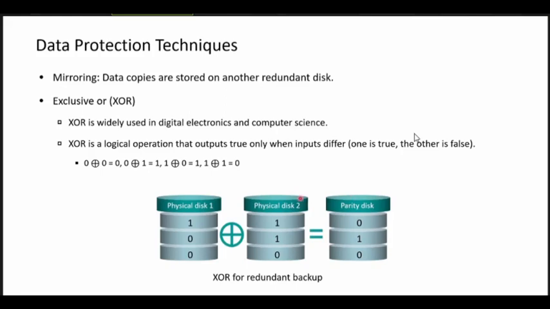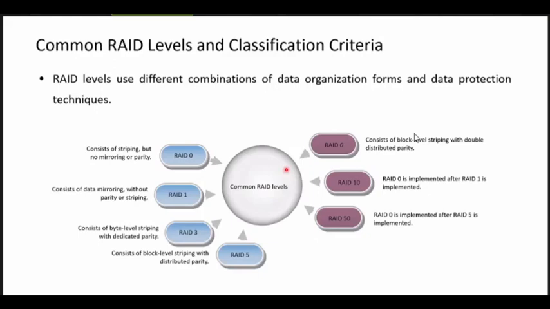This is how we calculate protection on the disk itself. Any questions? Cool. Right. So there are different RAID levels for different combinations, for different, let's say, data protection level and also performance level, right? So the first one we'll talk about is RAID 0.